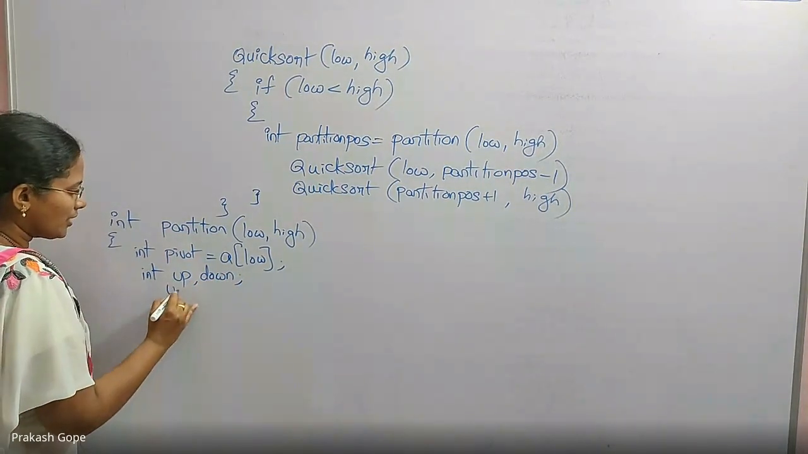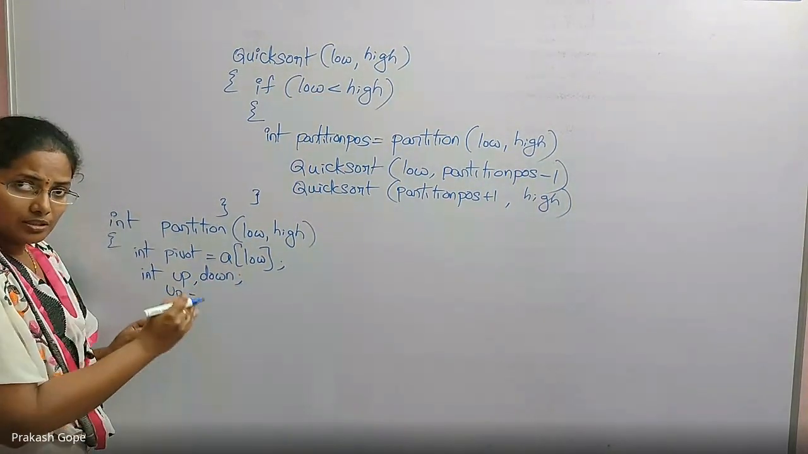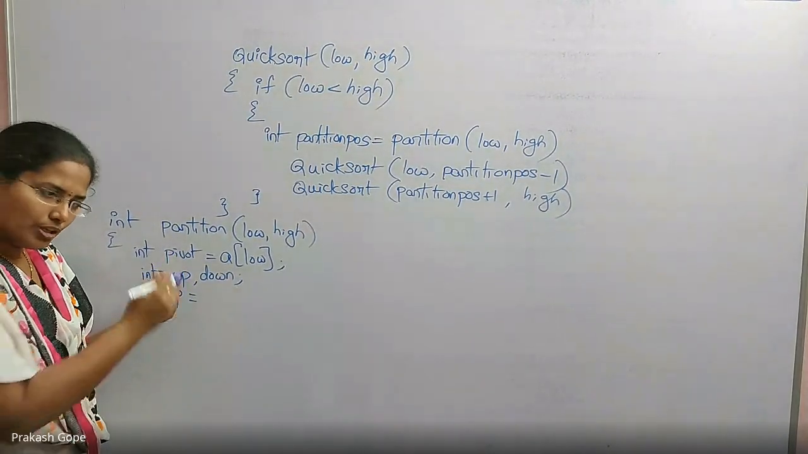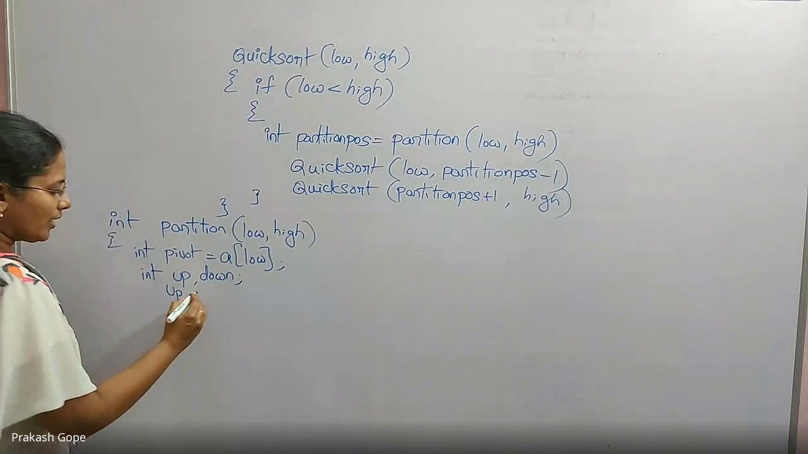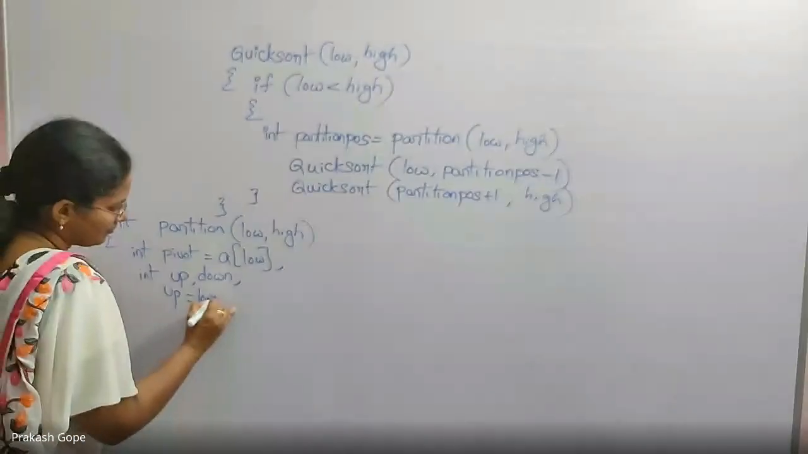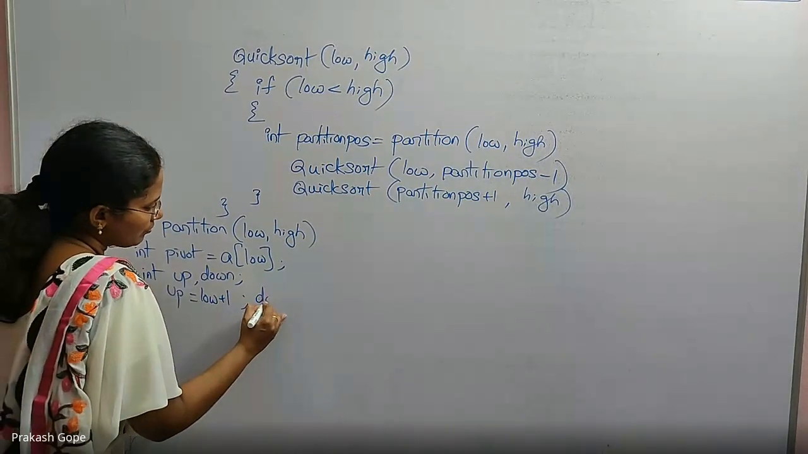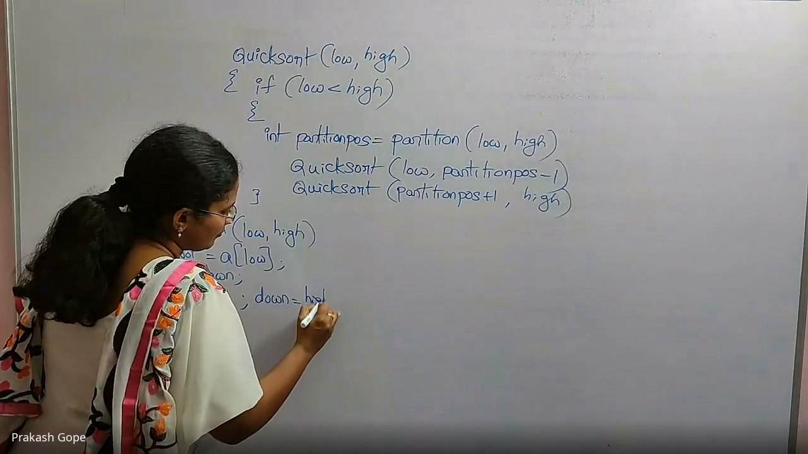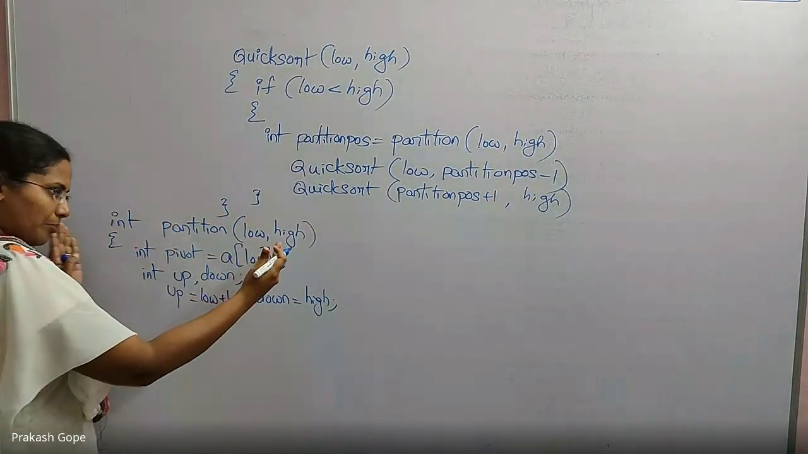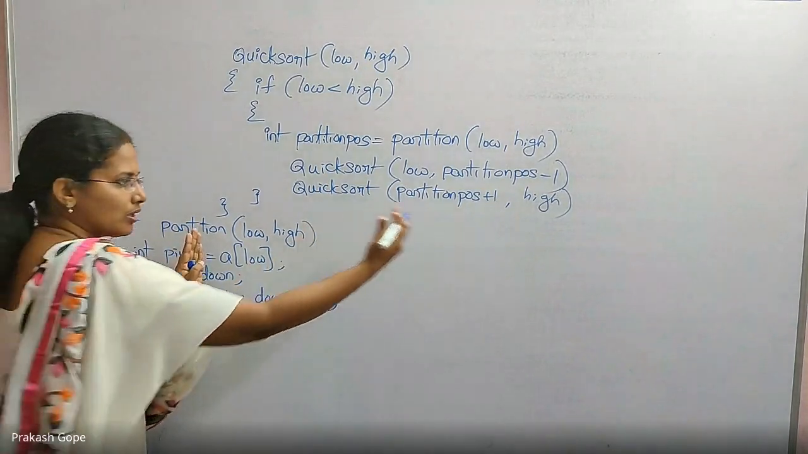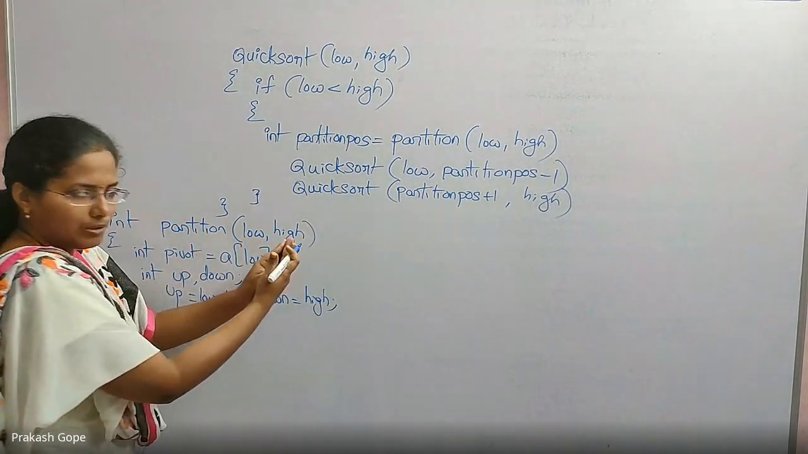But how do I initialize? Up is nothing but low +1. Okay, first element is pivot. From the very next position, I need to take up. So low +1. Similarly, down is high, the last one. So from there it will reduce. Up will be incrementing, down will be decrementing. So up started just after the low, down started from high. Both will be moving like this.